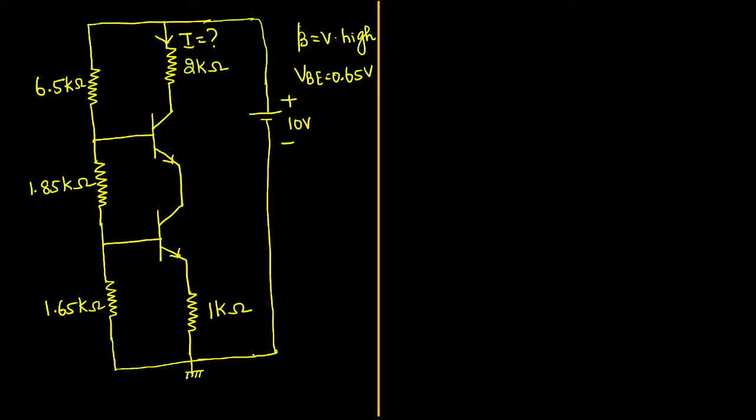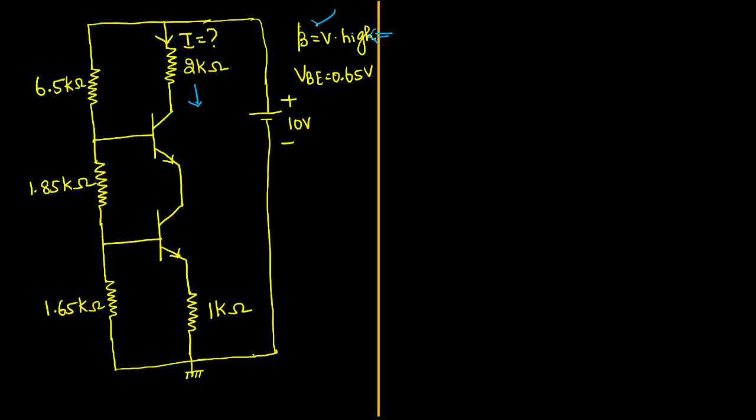Chalo, let me try to solve this question. Basically, in this question, they are just asking the value of current flow through this 2 kilo ohm resistor. They have given some key point: beta is very large. Why have they mentioned this point? We all know that beta is very large.